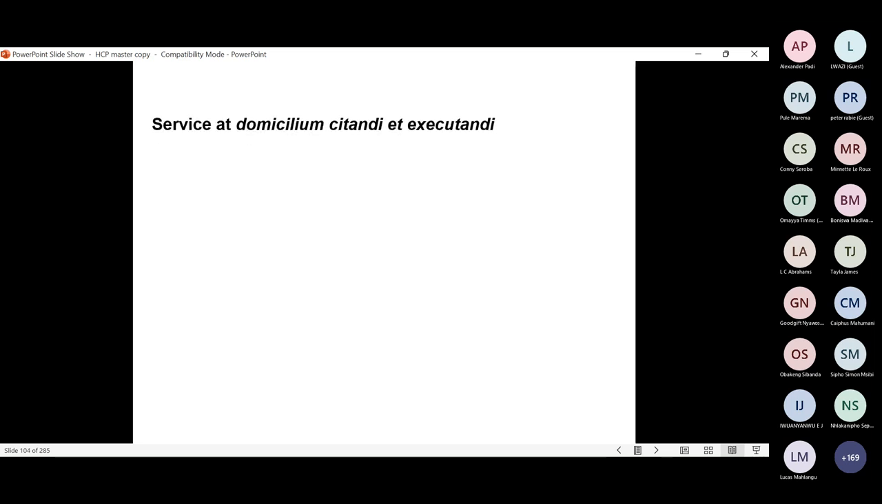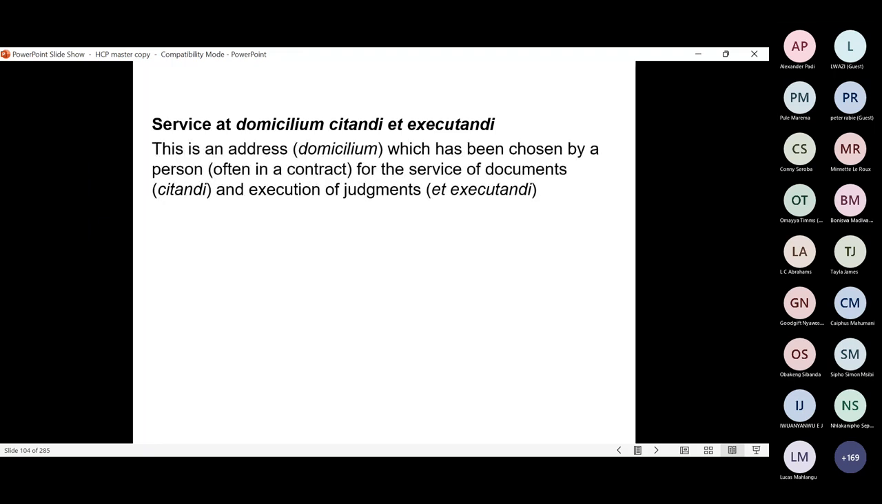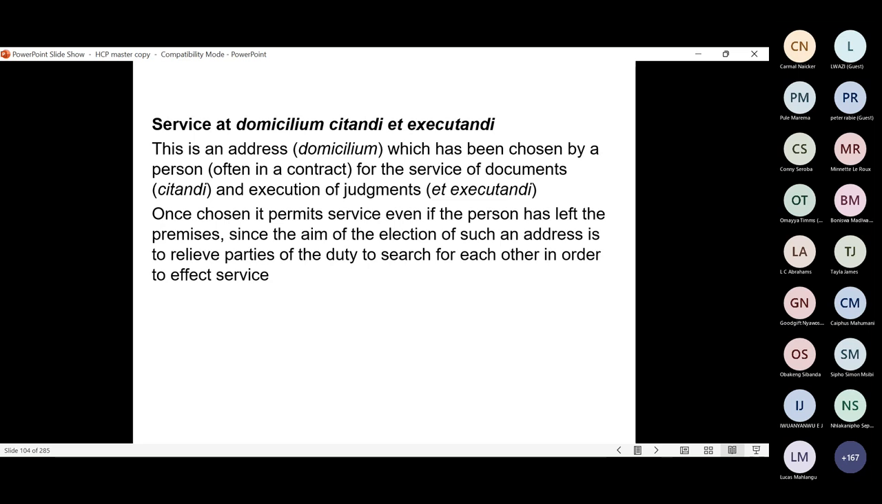Okay. And then service at the domicilium citandi et executandi. Remember, this is what you've given. This is an address, domicilium, which has been chosen by a person, often in a contract, for the service of documents. Citandi is the address for service of documents, and et executandi is for execution of judgments. That's what it means, right? Once it is chosen, it permits service even if the person has left the premises, since the aim of the election of such an address is to relieve parties of the duty to search for people in order to effect service. That is why they include it in all contracts, to relieve you of having to go and look for them.